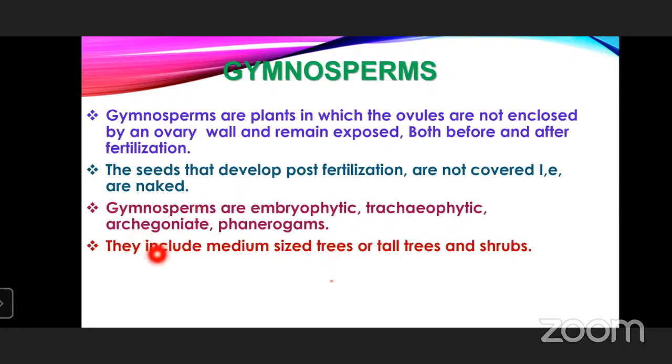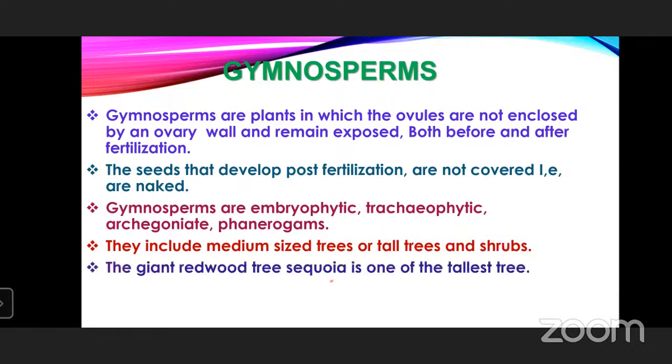These gymnosperms include medium-sized trees or tall trees as well as shrubs. When we observe the plant structure in gymnosperms, some plants are medium-sized trees, some are tall trees, and some are shrubs. The morphological features of the plant differ from one genus to another.